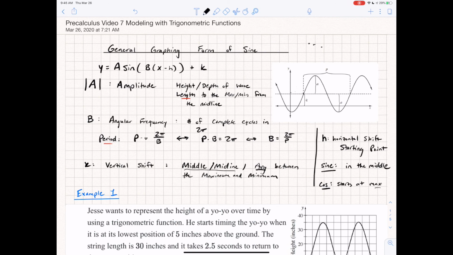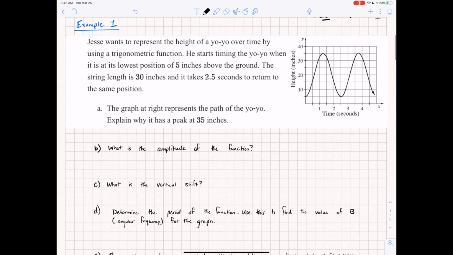All right, so let's take a look at example 1. And I've got some questions to kind of help guide us. All right, Jesse wants to represent the height of a yo-yo over time by using a trigonometric function. He starts timing the yo-yo when it is at its lowest point, which is 5 inches above the ground. All right, and so going ahead and taking a look at this graph, notice that at 0, like when this clock is about to start running, this yo-yo is at its lowest height.